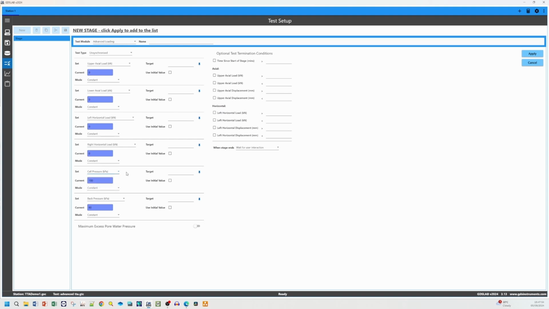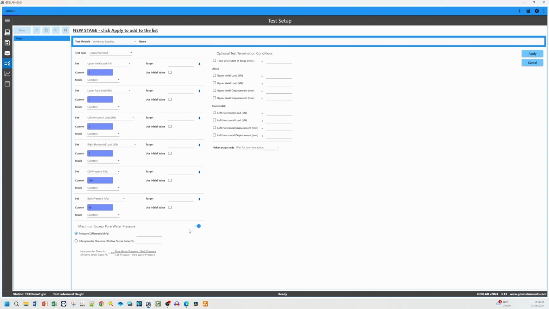And then you have the final two set blocks, which are cell pressure or volume, and back pressure and volume. Also in the back pressure you can use back to cell differential and backflow rate as well. Then you have a last optional set block where you have a maximum excess pore water pressure, where you can set pressure differentials in kPa, or you can use intergranular stress to effective stress ratio.